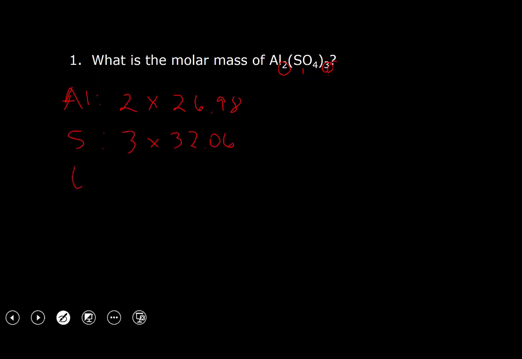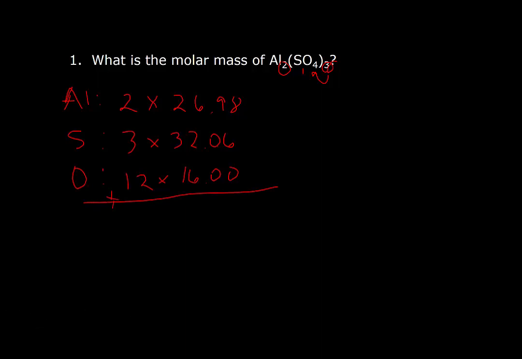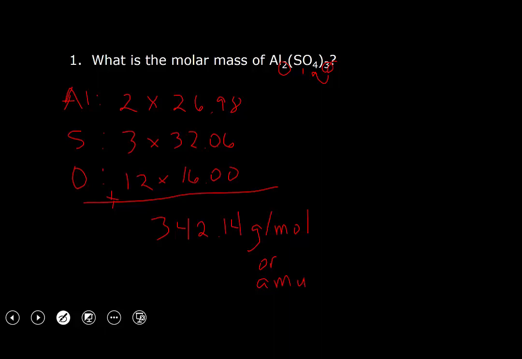And now we're going to do oxygen. There are 12 oxygens. We've got our 3 right here, and we're going to multiply that by 4, which makes 12 oxygens. And the atomic mass of oxygen is 16. If we add all of those up together, multiply, and then add, we should get 342.14 grams per mole, or AMUs, atomic mass units.